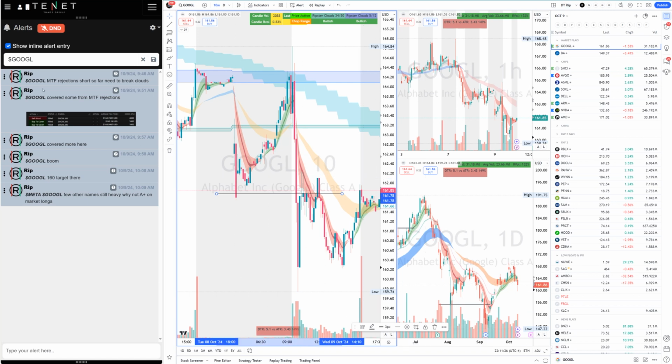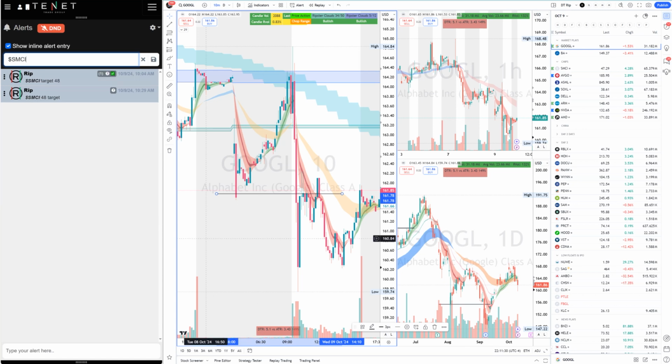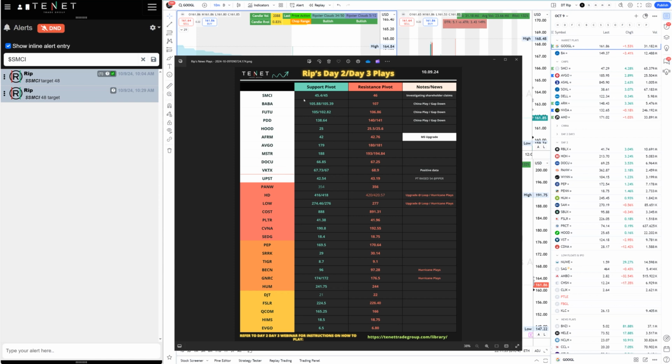So next one we're going to quickly talk about is SMCI. Let's look at SMCI. SMCI was our day 2 setup, right? Let's look at my day 2 sheet. It was the number one day 2 setup. It was 44.5, 44.5, resistance was 46.